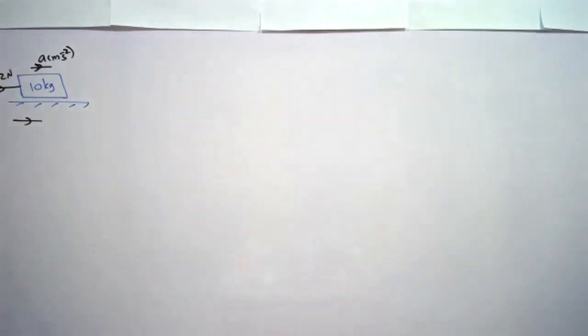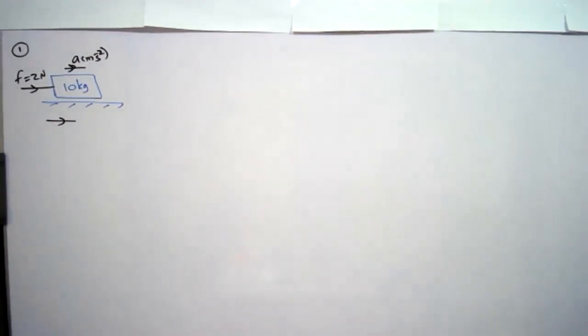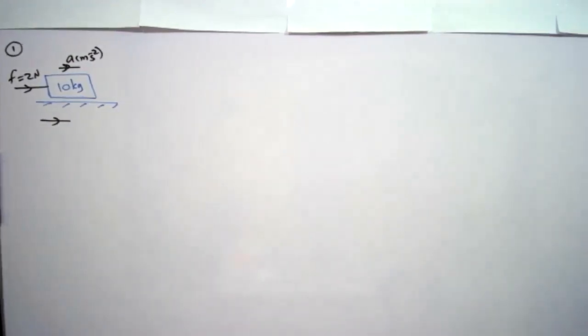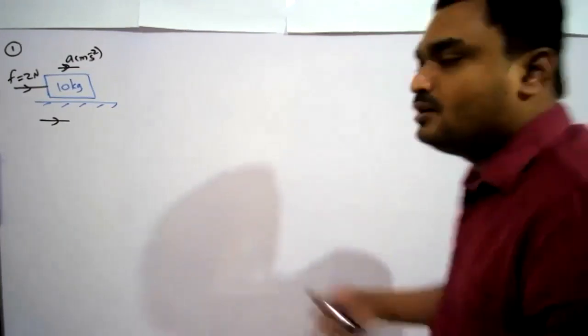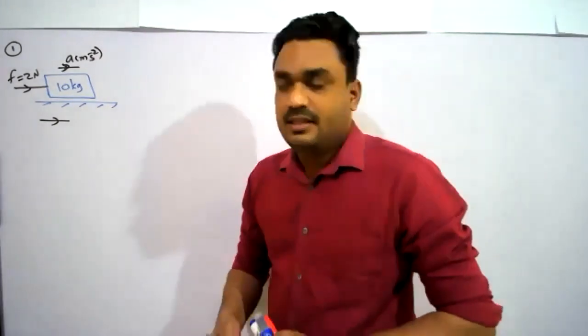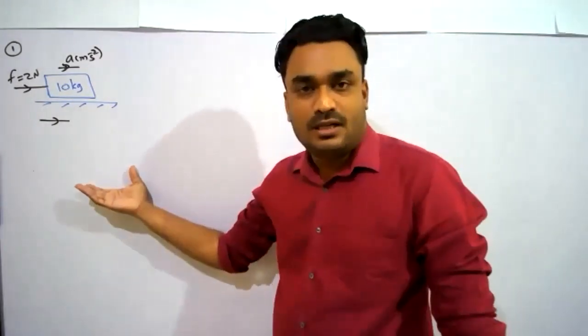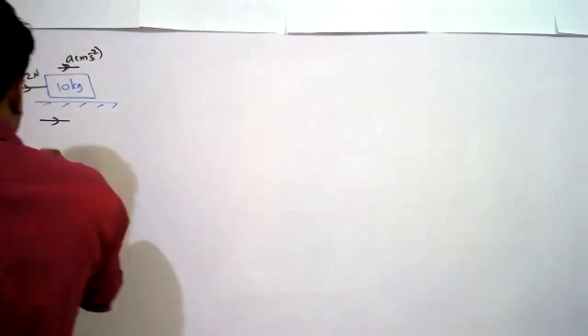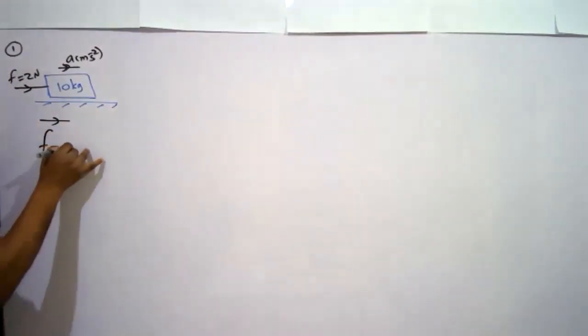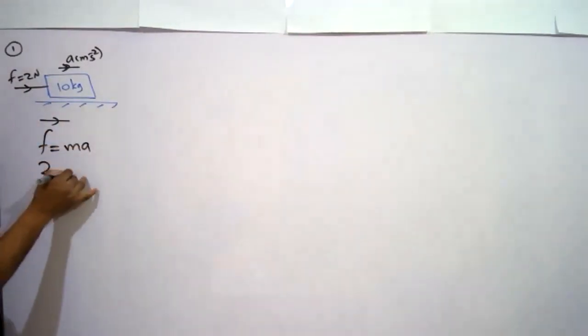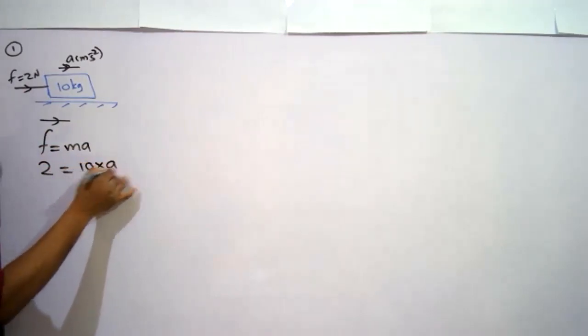Let me change the whiteboard, then you will be able to see it. Now you can see it, right? So this is the simplest example that can be given. To find the acceleration, the easiest thing is we just apply F equals ma. The force is 2, mass is 10, acceleration is a.